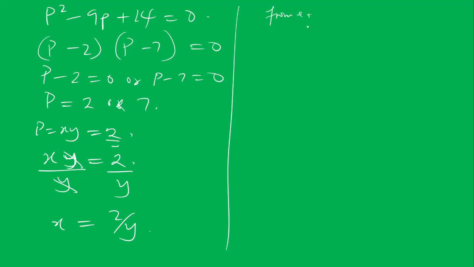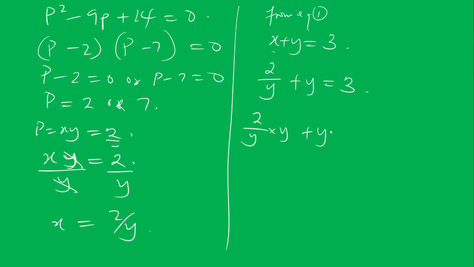And we know that from equation 1, x plus y is equal to 3. Now, if you substitute the value of x to be 2 all over y into this equation, you have 2 all over y plus y equal to 3. So if you multiply all through by y, you have 2 all over y times y plus y times y is equal to 3 times y. So this will cancel out. You have 2 plus y squared is equal to 3y.